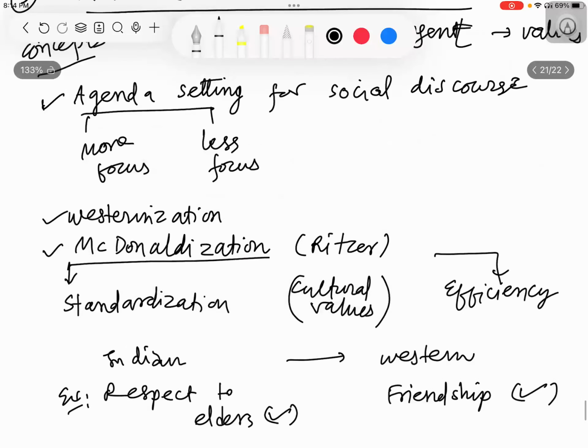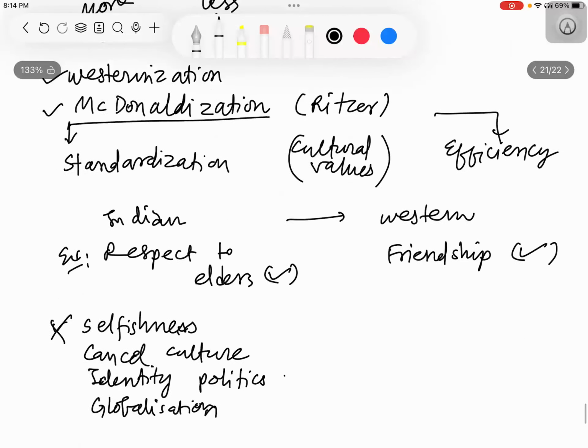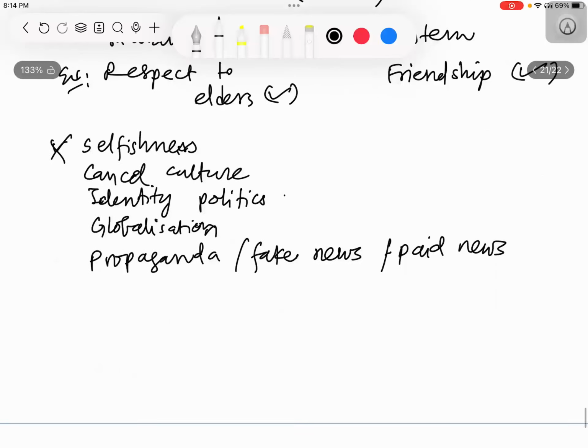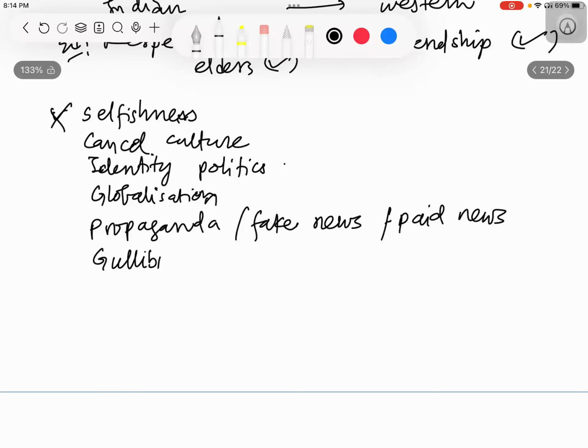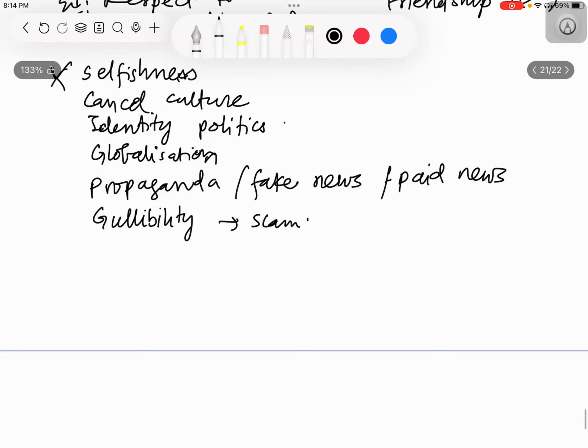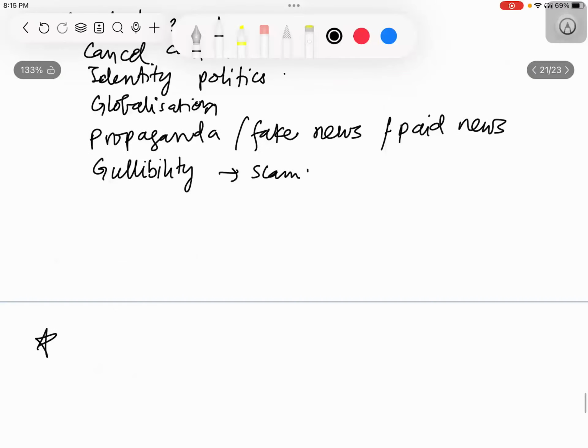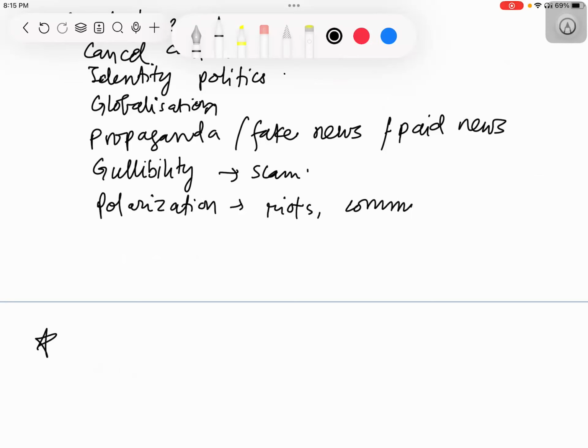Sir, fake news भी कहि पारिबे. Yes, propaganda, right? Propaganda and fake news, paid news, बहुत सारा जिनिष लिखि पारिबे, right? All of these you can write. Gullibility in people is also increasing, so there are many scams. N number of things you can write. Sir, in general polarization you can also say. Very good, polarization, and that is also leading to riots, communal conflicts, right?